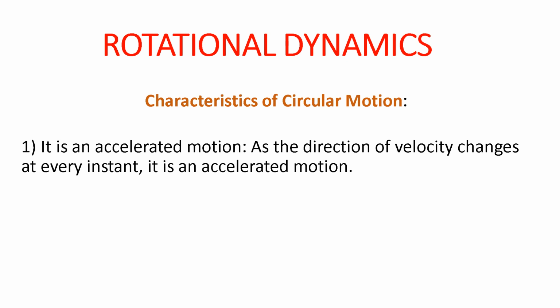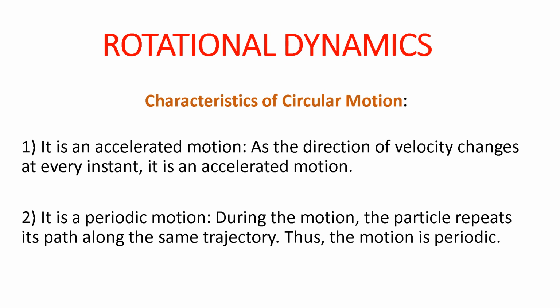First, it is an accelerated motion. Why is it called an accelerated motion? Because the direction of velocity changes at every instant while performing a circular motion, it is called an accelerated motion. And this is also known as a periodic motion. That is, during its motion, the particle repeats its path along the same trajectory, and therefore it is also known as a periodic motion. So there are two characteristics of circular motion: it is an accelerated motion as well as a periodic motion.